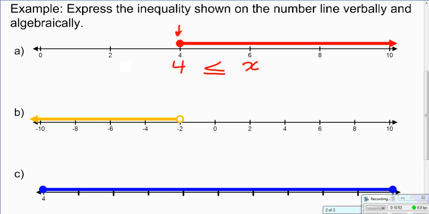And the way we could test that is pick one of those larger values. Is 4 less than or equal to 6? Yes. And is 10 greater than or equal to 4? Yes. Okay? So just picking 2 of those values that fall on our line.